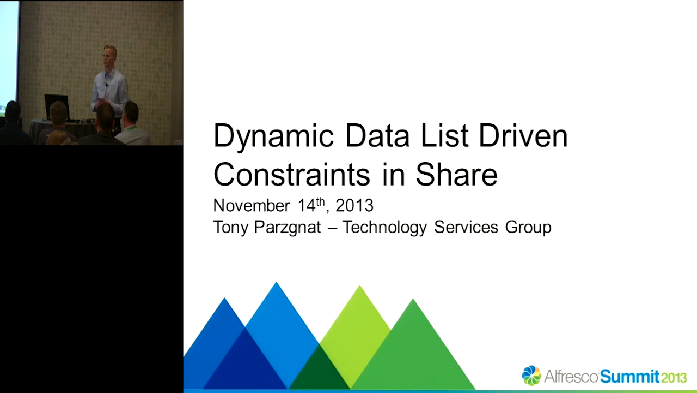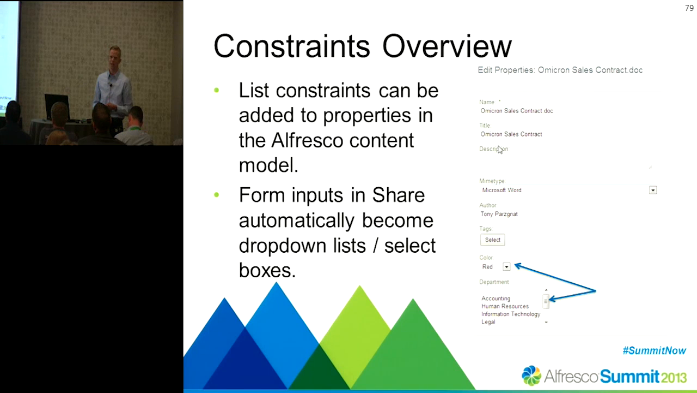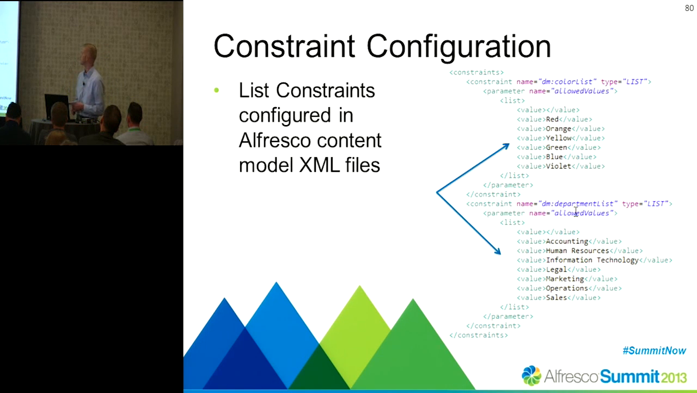Really quick, constraints, specifically list constraints in Alfresco Share, are basically when you're editing metadata on a document, and if you set up a list constraint for a particular property, you'll see a drop-down list or a multi-select box if it's a multi-value field. Those show up automatically, and these list constraints are configured within the Alfresco content model. Here's an example of the XML configuration for the Alfresco content model. So you code your constraints, your list constraints, into the XML, and you provide the list of values.